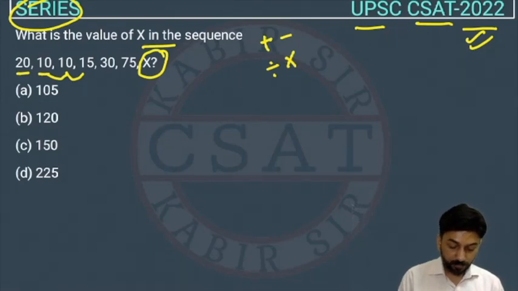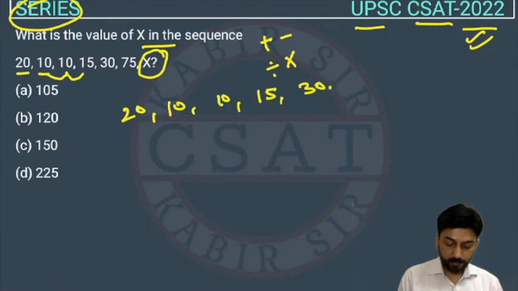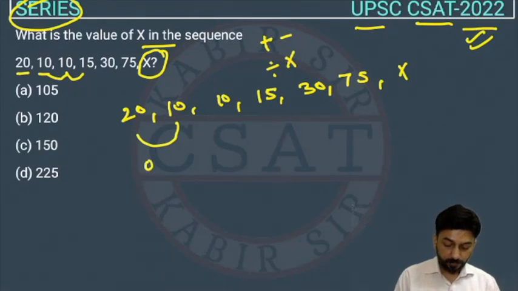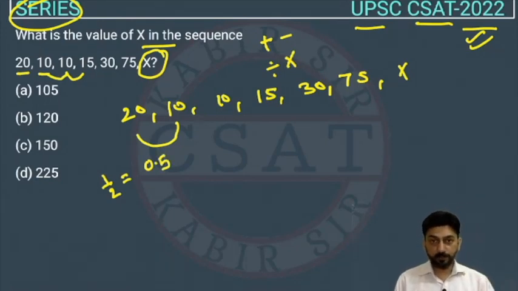So what is happening? I am writing the series here again so that I get space, so that I can explain it to you well, right? So this x we have to find. Now from here this becomes 10, so it is getting half, meaning this number is getting half, and we can say 1/2 either I can write or I can write 0.5. So this number is getting multiplied with 0.5 and is getting converted into 10.